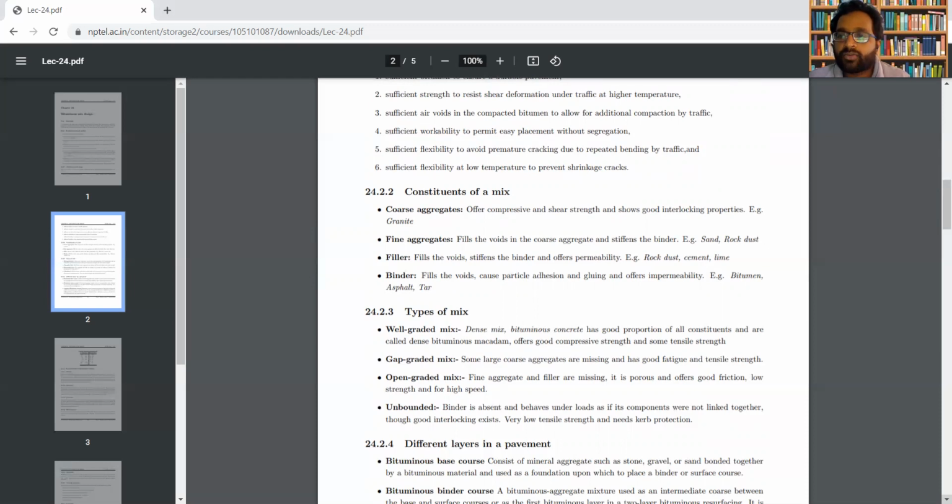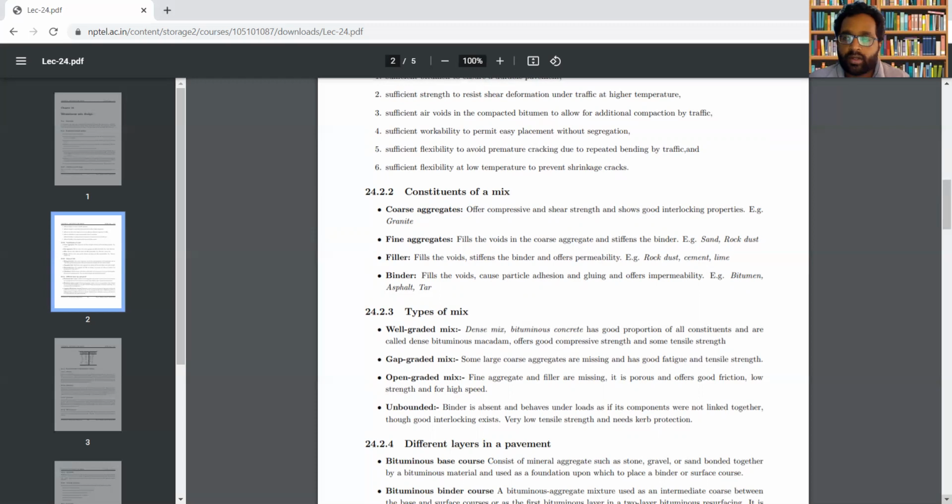Next one is open graded mix. In open graded mix, what is the peculiar case? Fine aggregates and filler will be missing. Since the fine aggregates are missing, I have already told that the purpose of fine aggregate is to fill the voids of the coarse aggregate, right? So if fine aggregates are missing, it will be making it a highly porous structure. So it is highly porous and it will be offering very good friction, low strength.